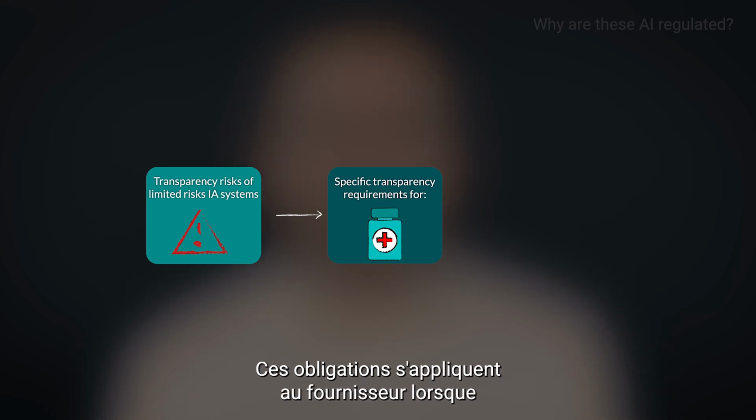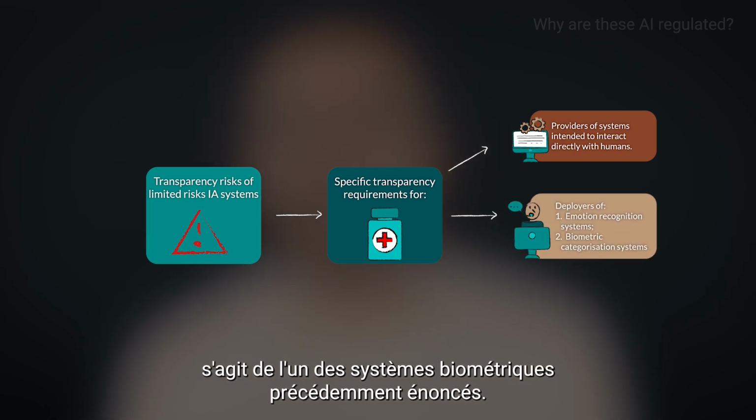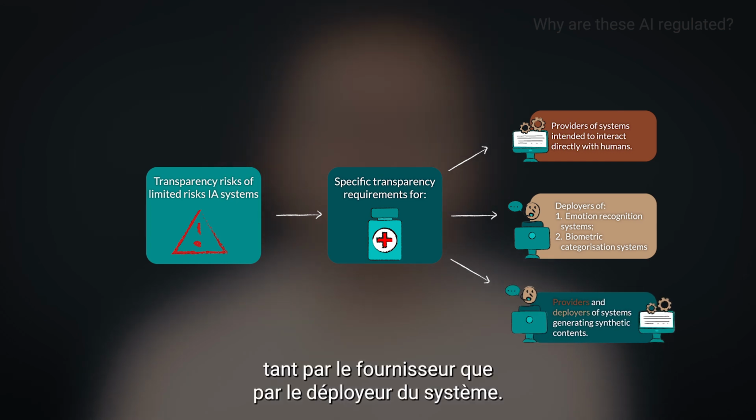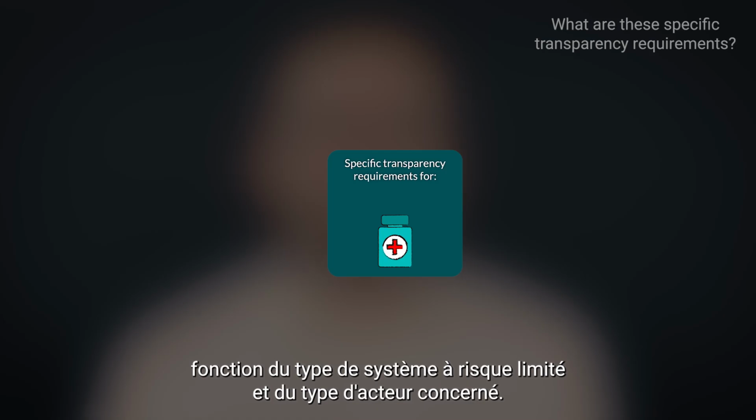In order to manage the specific risks posed by these systems, the AI Act contains transparency requirements. These requirements must be fulfilled by the provider when the system is a chatbot and by the deployer when one of the above-mentioned biometric systems is concerned. In addition, transparency of generative AI systems is ensured both by the provider and by the deployer of the system. These general transparency requirements take different forms depending on the kind of limited risk AI systems and actor concerned.